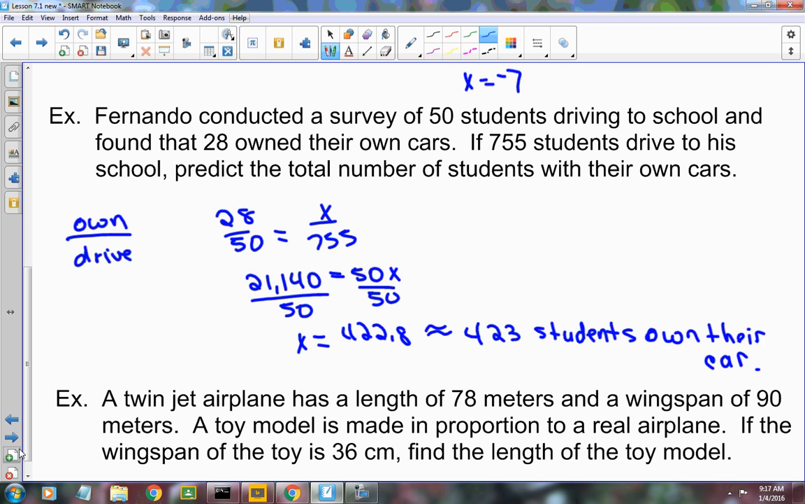I think that's a pretty big number, don't you? I think their parents probably would own it, right? Not them. I don't know, I may be wrong.